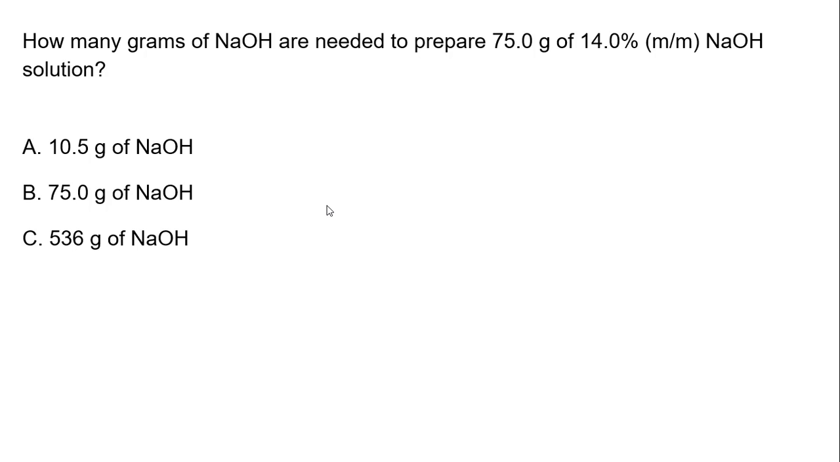How many grams of sodium hydroxide are needed to prepare 75 grams of 14% by mass of sodium hydroxide solution? This sounds very difficult. It really isn't. You guys have been doing a lot of stuff.